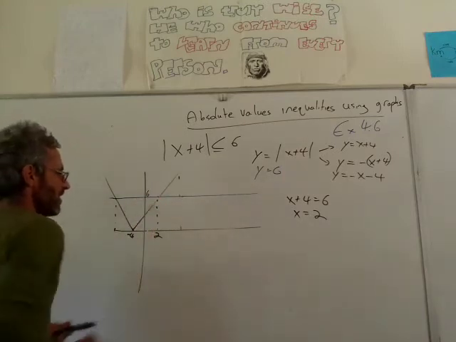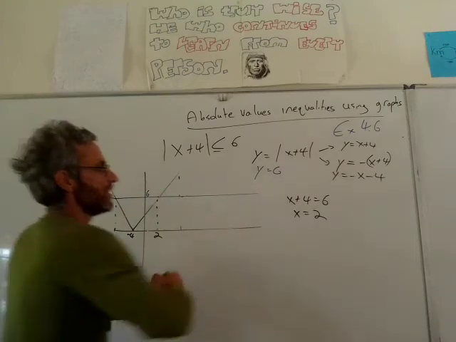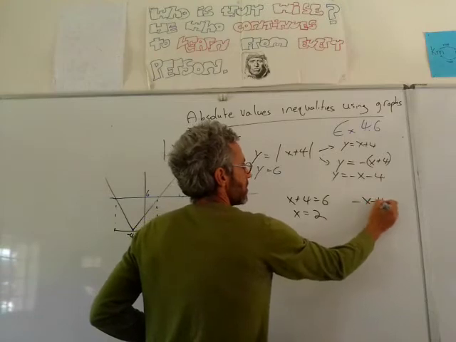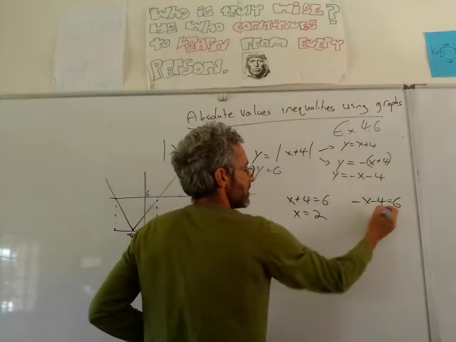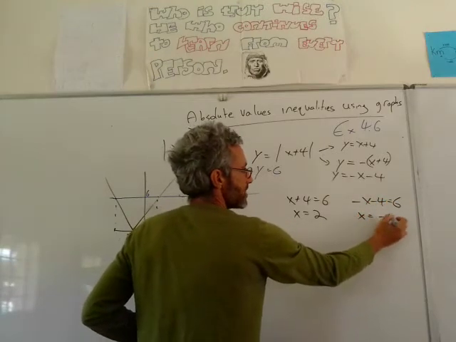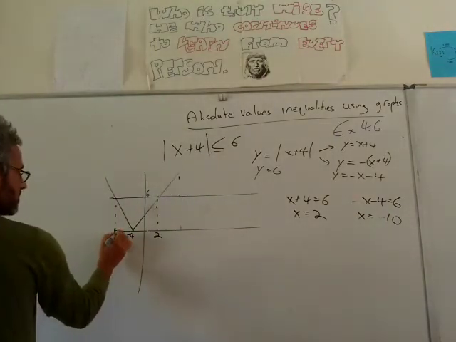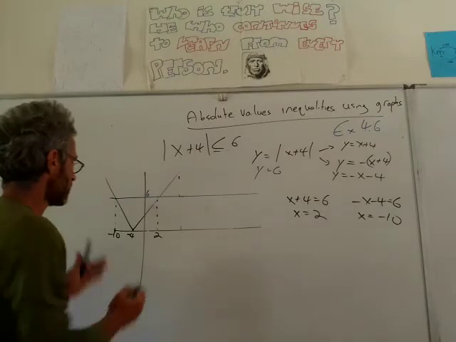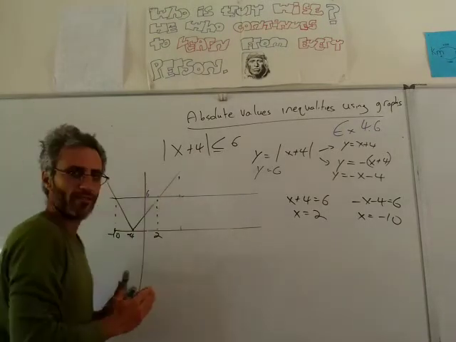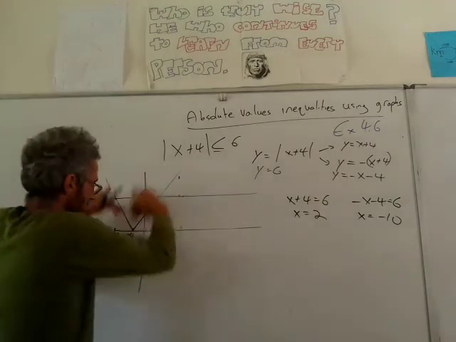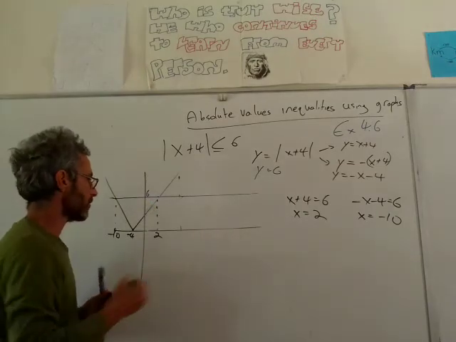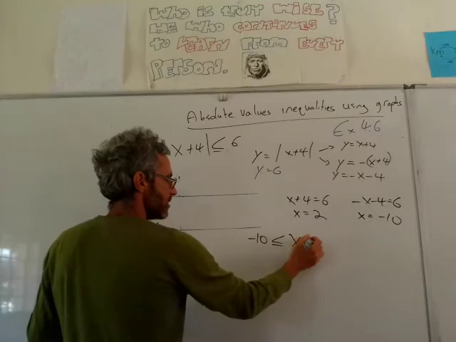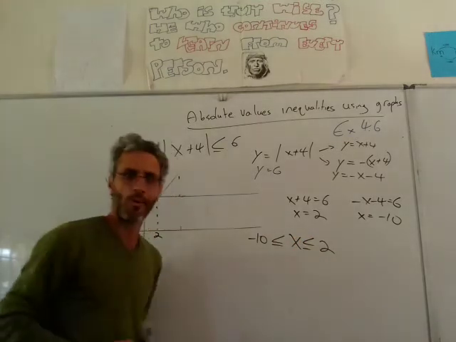Okay? And then the other option is that this is going to be equal to 6. In other words, x equals minus 10, which is here. Okay? And then, remind you, what we need to find out is when is the black graph below the blue graph. So the region is simply larger or equal to minus 10, smaller or equal to 2.